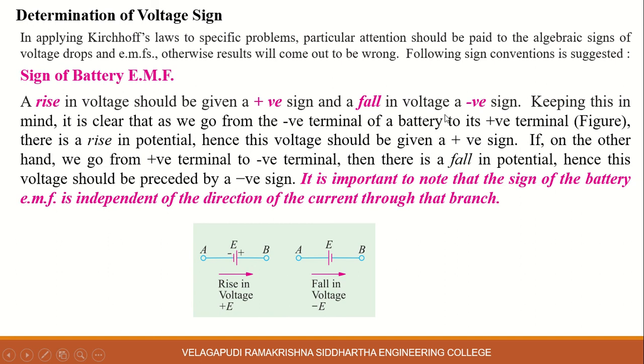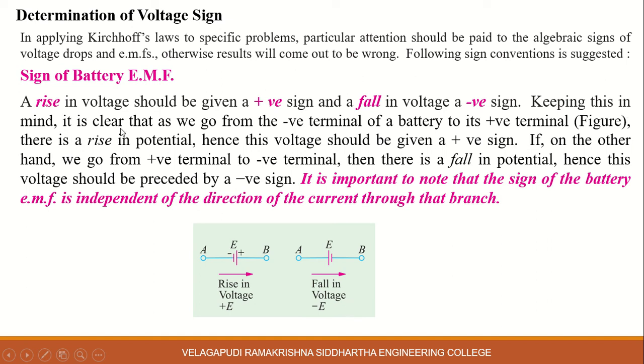And a fall in voltage is a negative sign. Here the battery falls from positive to negative. That's why it is a fall in voltage, so it is represented with a negative sign, minus E.